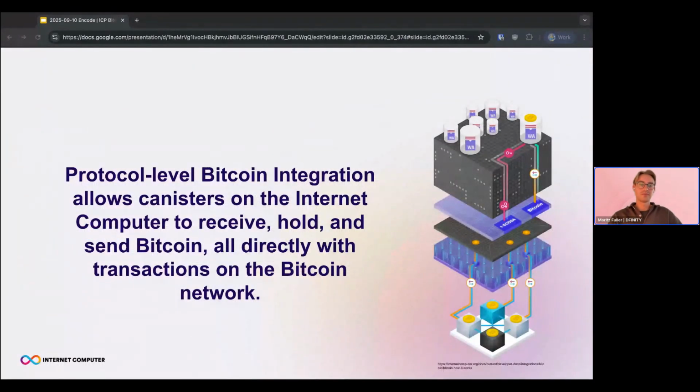All right. So I mentioned a couple of times the Bitcoin integration, the Bitcoin API, but what is it actually? In one sentence, the Bitcoin integration allows canisters on the Internet Computer to receive, hold, and send Bitcoin, and all of that directly with transactions on the Bitcoin network. So this is the high-level overview of what this thing does.